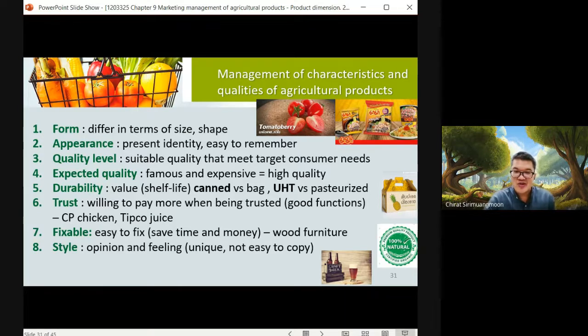The second thing you can do for differentiation is the appearance. Think about when you look, the first thing you need to see is a good look. For agricultural products, we have this problem a lot, because if you just use a plastic bag, it doesn't look good. Some people in Chiang Rai create a box for the pineapple. So it has some identity. It has some pictures, some yellow color, and the front has a very special characteristic. So this is the appearance.